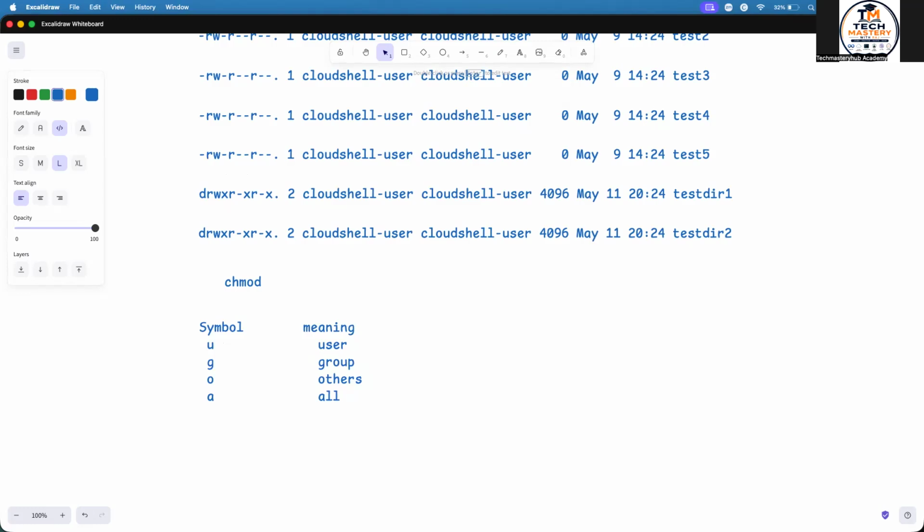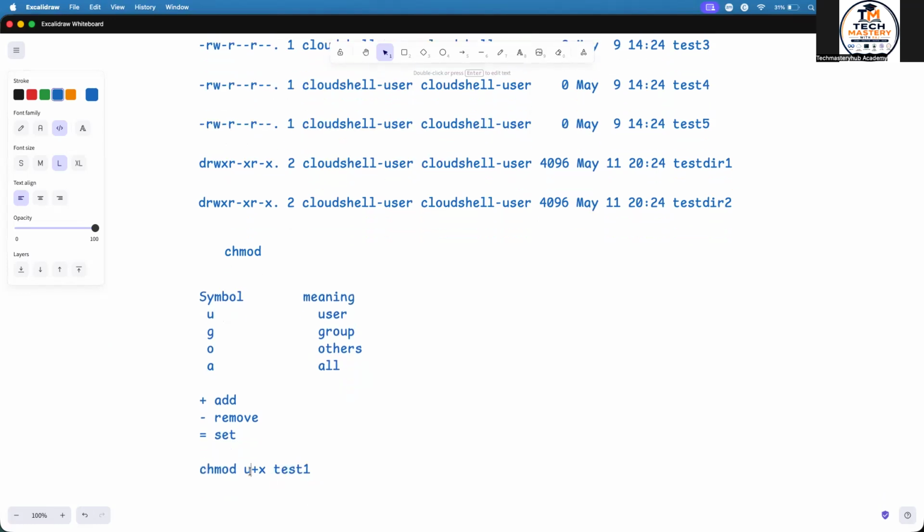Similarly, there are symbols for the authority as well. If the authority symbol is plus, that means add. If the authority symbol is minus, that means remove, and the authority symbol equal to means set. So these are the symbolic methods. Now how will this command work? Chmod is the command, and now I'm telling you the syntax. So chmod u plus x test1. What is the meaning of this? We are changing the mode, meaning granting authority or changing the authority of this file.